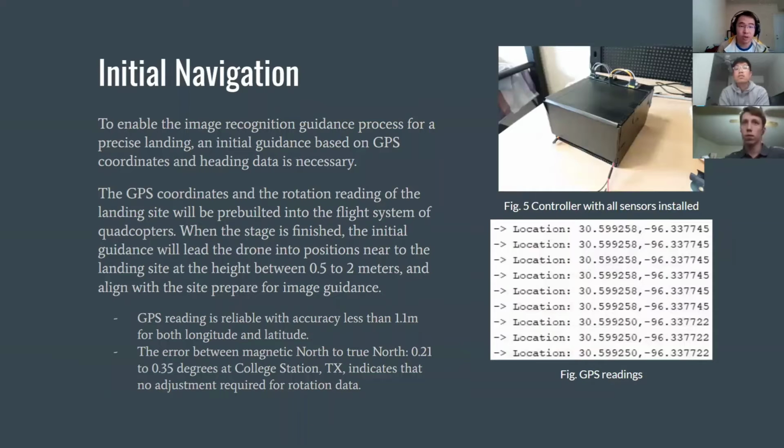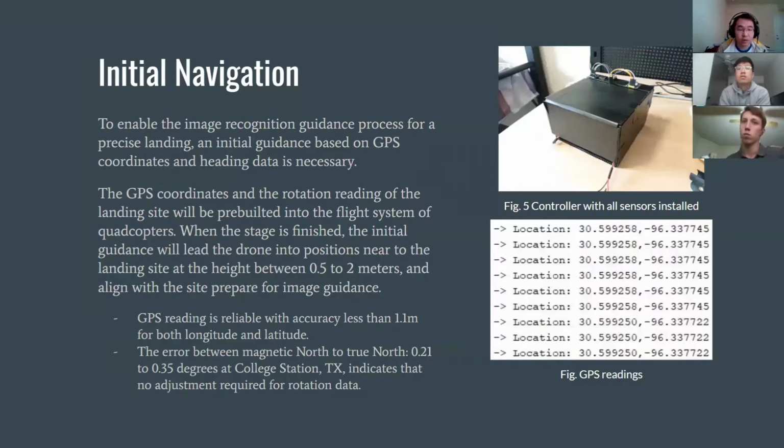To enable the image recognition guidance process for a precise landing, initial guidance based on GPS coordinates and heading data is necessary. The GPS coordinates and the rotation reading of the landing site will be pre-built into the flight system of the quadcopters. When this stage is finished, the initial guidance will lead the drone into a position near the landing site at a height between 0.5 and 2 meters, aligned with the site and prepared for image guidance.